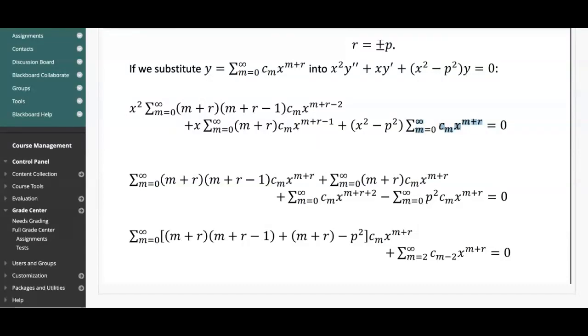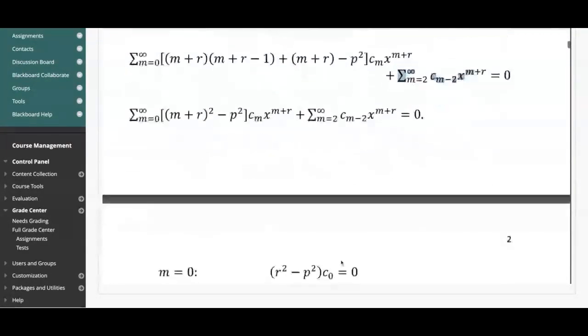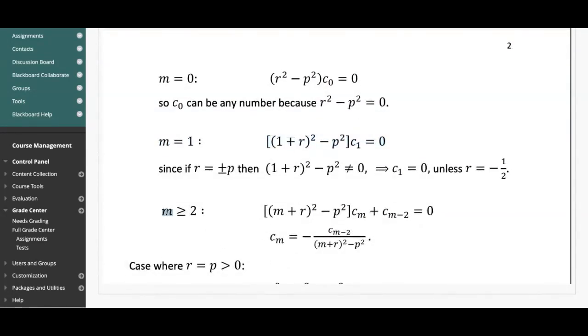Sometimes we have to consider the finite special cases. For this case, we see this one has to be re-indexed to start from m equals 2 instead of m starting from 0. By doing so, we have ignored m equals 0 and m equals 1, so we consider them separately. We consider m equals 0, what happens? m equals 1, what happens? And with the rest of m starting from 2, usually we can get a recursive relation.